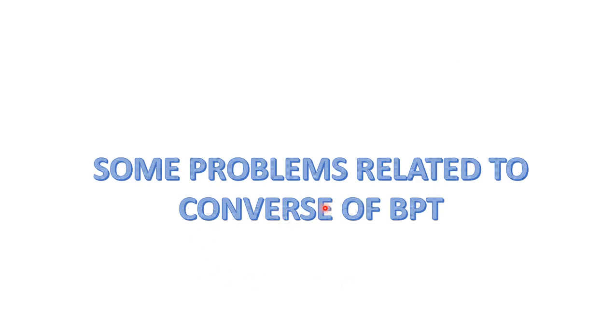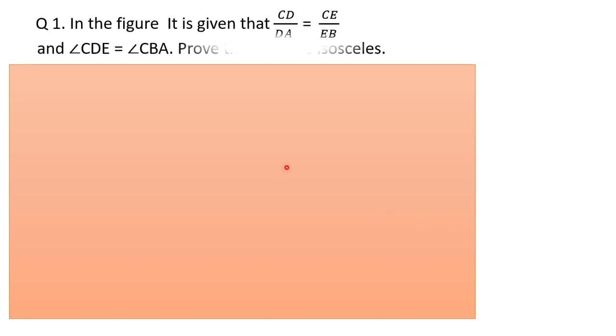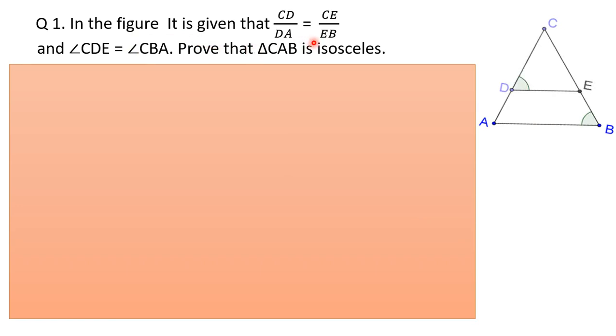Now after this, we will solve some problems based on the converse of BPT. So here the first question is, in the figure it is given that CD upon DA is equal to CE upon EB and angle CDE is equal to angle CBA. Prove that triangle CAB is an isosceles triangle.